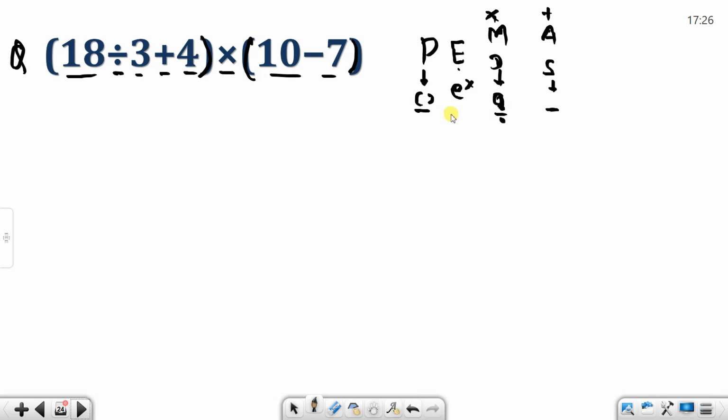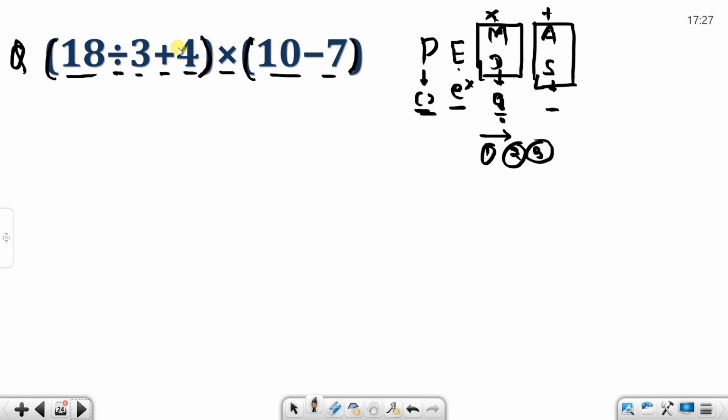Here, first we'll solve the parentheses, then exponents, and in this, multiplication and division have the same priority, just like addition and subtraction also have the same priority. So we'll check from left to right, whichever comes first gets first priority, the second gets second priority, and the third gets third priority.